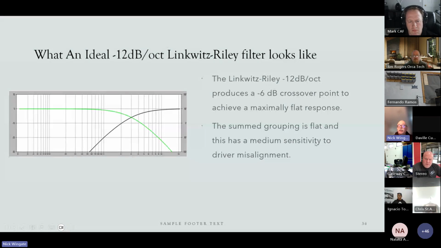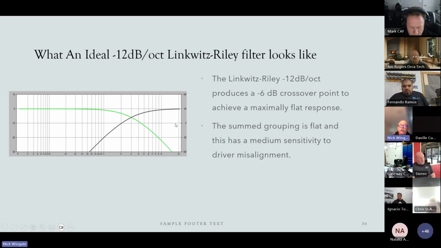And it has a medium sensitivity to what is known as driver misalignment. Now that's taking into account that we're not using Barney. If you're using Barney, don't worry about it. It's going to correct for it. It's going to do the phase shifting for you at this crossover point. But if you're not using Barney, then you might want to use this and listen to it and see how it sums together, because it may sum really, really flat.